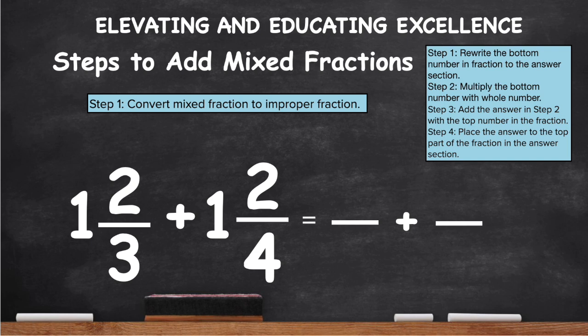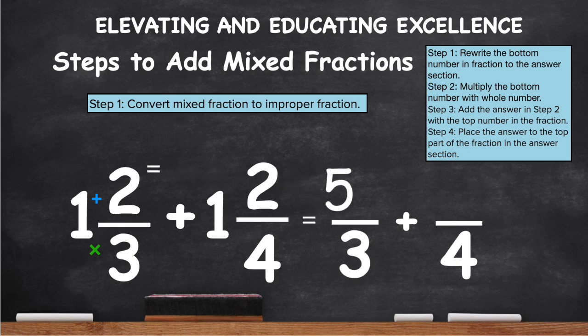So let's first begin with step number 1. So first we're going to move the denominators to the new fractions. So we're going to move over that 3, then we're going to move over that 4. Now we're going to start with the first fraction, and we're going to multiply the 3 by the 1, and then we're going to add the 2. 3 times 1 equals 3 plus 2, which equals 5. The top number for the new fraction is 5 over 3.